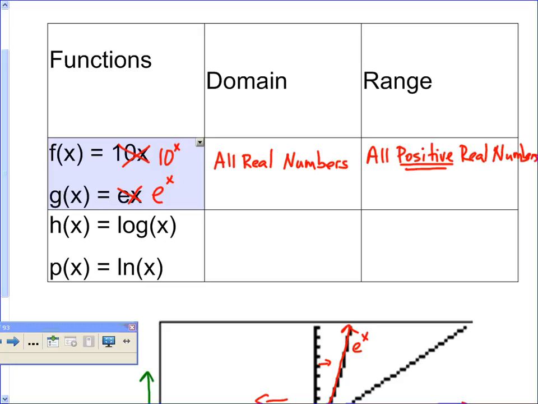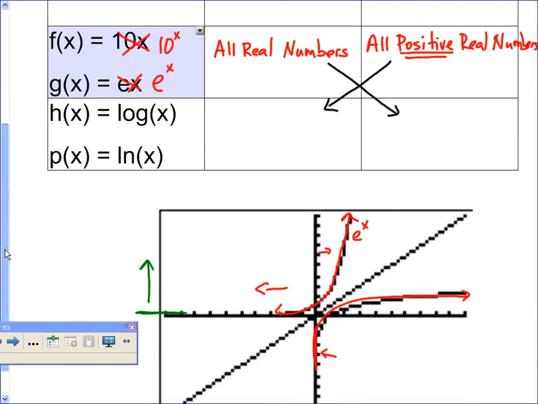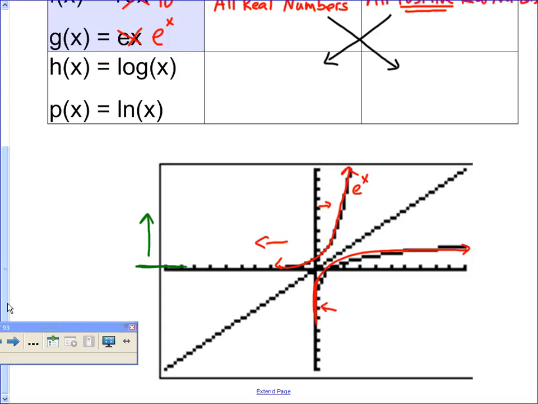Now what happens when you have inverse functions? When you have inverse functions, it's a reflection over the line y equals x, which means that there's an exchange of your x and y values. So what should happen is that this is going to be here, and then this is going to be here. And let's see if we can look at the graph and tell that that's the case. All right, so if we're looking at the natural log here, what is our domain going to be?